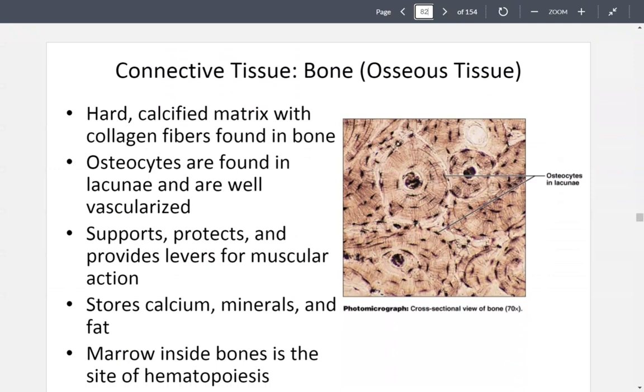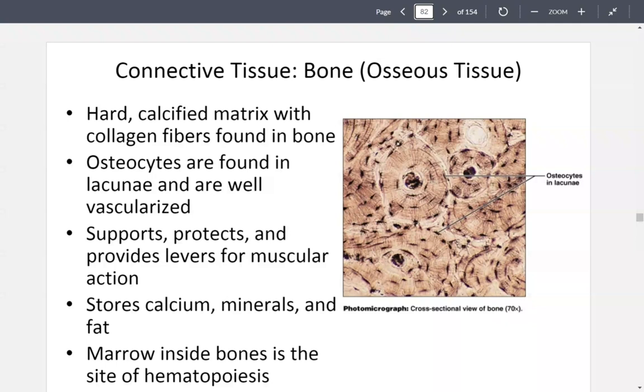Bones are going to provide support, protection, and levers for muscular action. This is something we will get into in Unit 6 when we talk about muscles and how they move things. But if I contract my bicep muscle, it is going to pull on my ulna. And when it pulls, the ulna is a lever. That pull is going to move my forearm closer to my upper arm. That's what it's talking about.